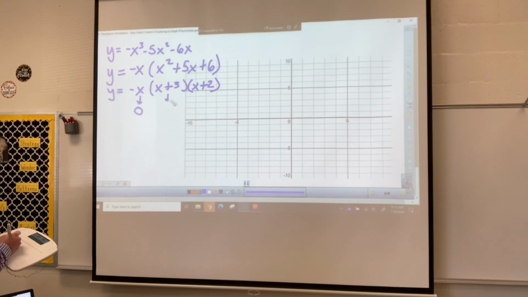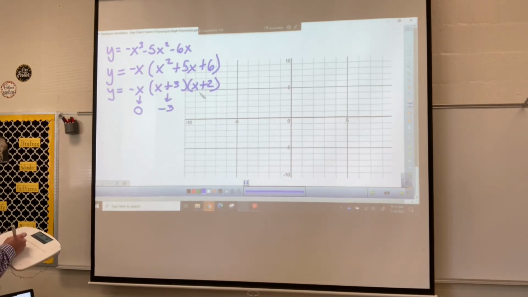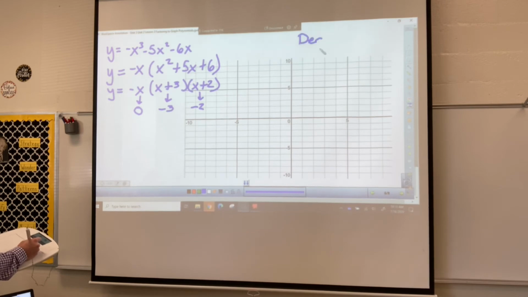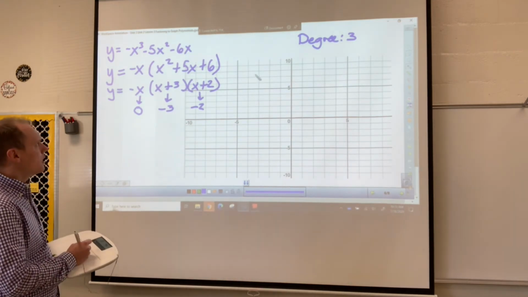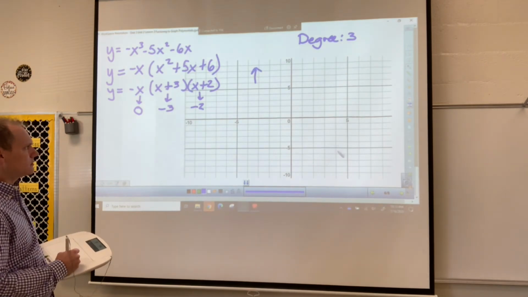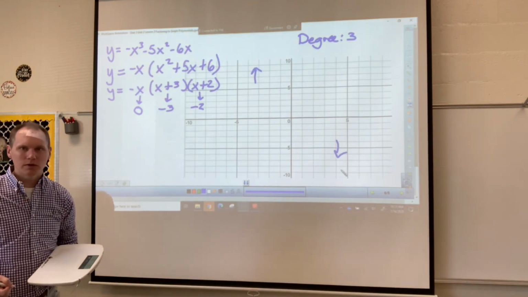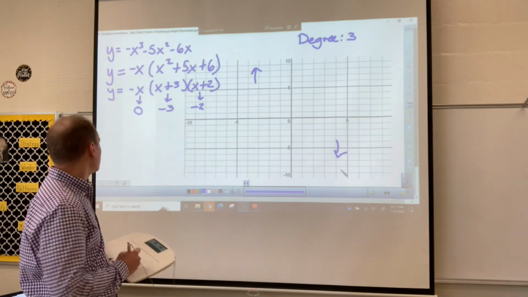All right, and then from here, we have a -3, and from here, we have a -2. So we have a degree 3 function. It's a cubic, but it's a negative cubic, so that means the end behavior is going to be up to the left and down to the right. We know that that's going to end up being the case. So let's go ahead and plot our zeros here.